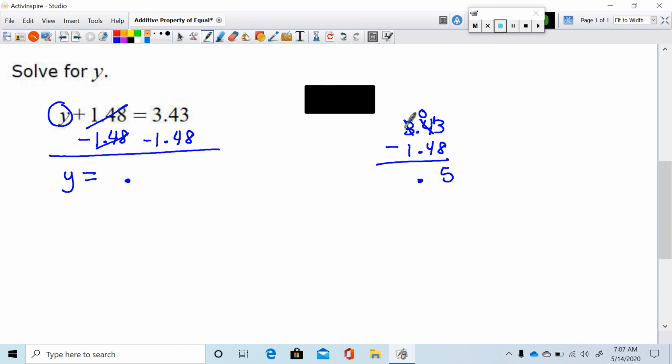This is a 0 here, so you got to borrow. 10 take away 4 is 6, and 2 take away 1 is 1. So 1.65 is the answer.